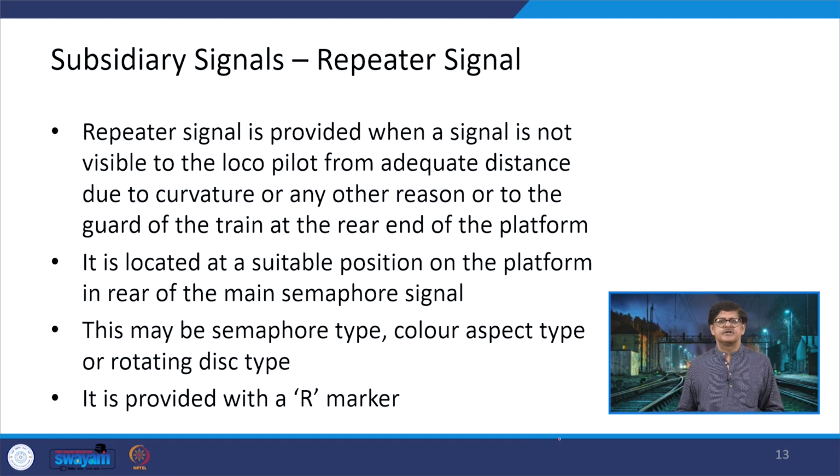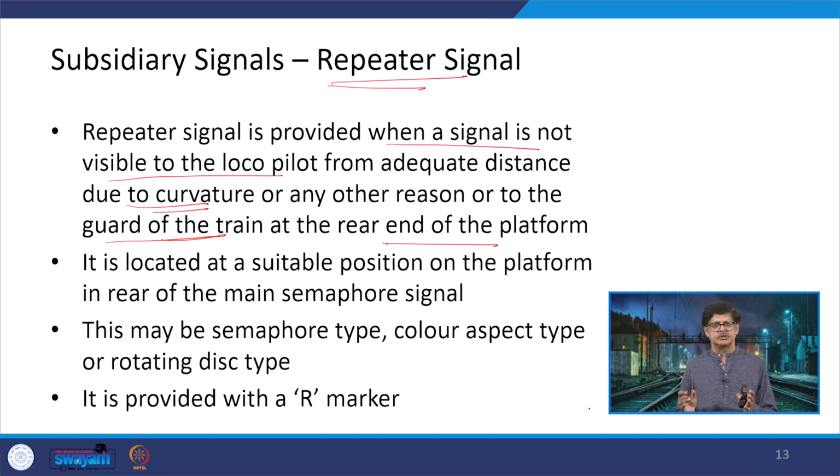Then another type is the repeater signal. The name itself says you are repeating a signal or indication which is already being given. Now, why is this required? This is required when a signal is not visible to the locopilot from an adequate distance due to curvature or any other reason, or it is also not visible maybe to the guard of the train who is controlling the movements at the rear end of the platform.